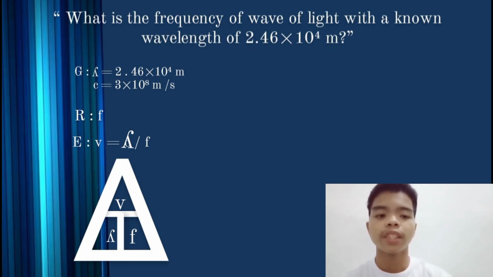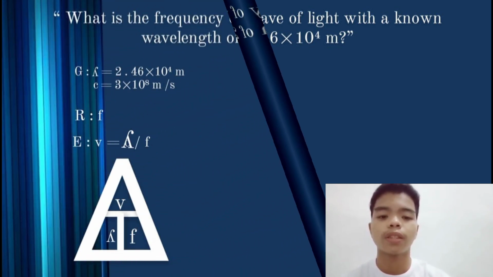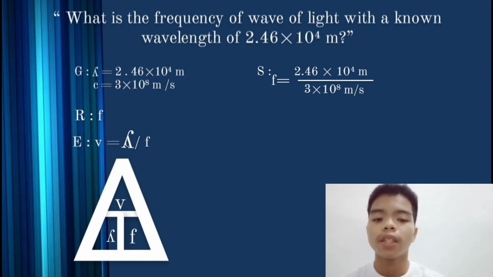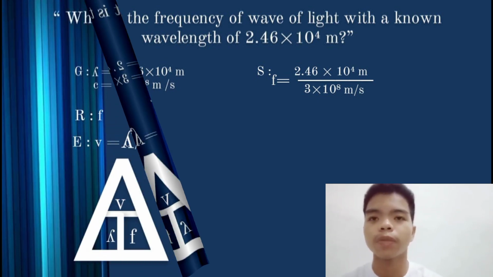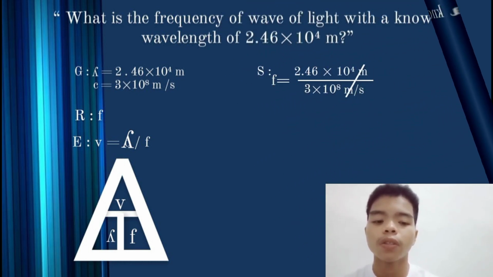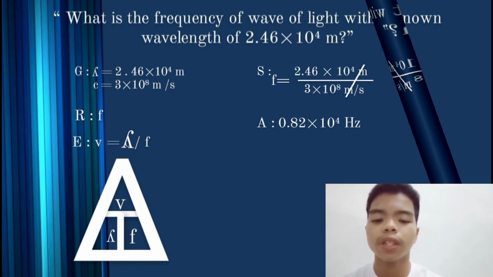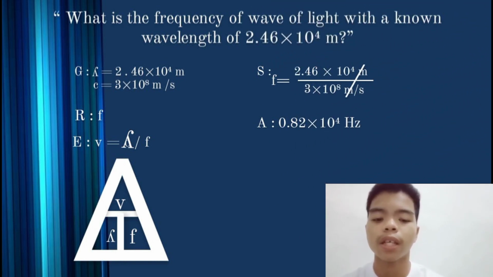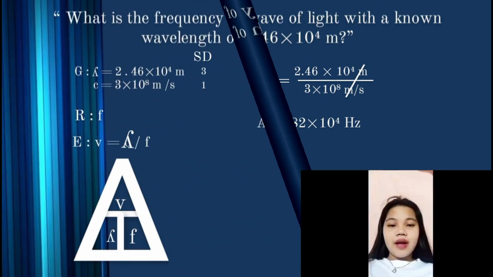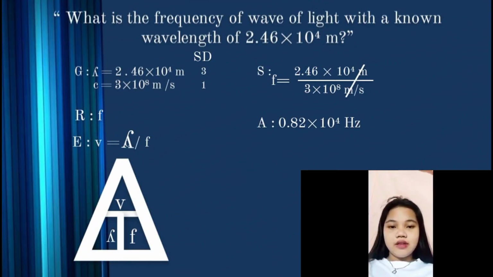Or to make it easier, we're going to use the triangulation method and then move to S, that means solution. f equals 3 times 10 to the 8th power meters per second over 2.46 times 10 to the 4th power meters. Cancellation on the same variable. After cancellation, the answer is 0.82 times 10 to the 4th power hertz. Then we have the significant digits.